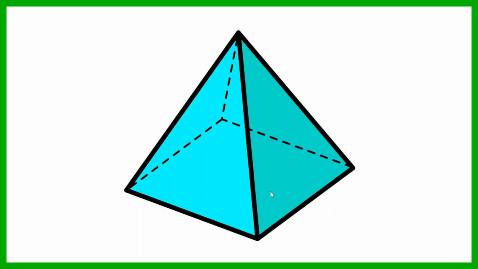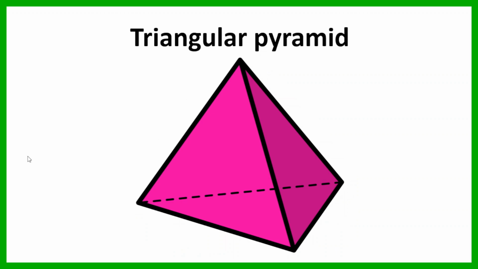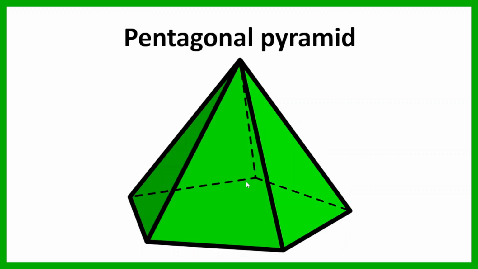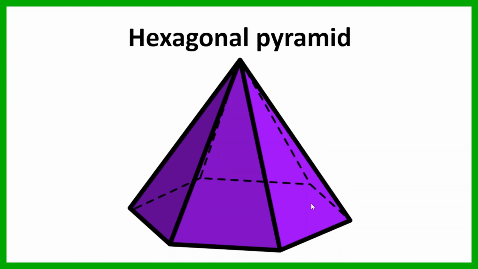It is a 3D object that has a single base. It has one base, which must be a polygon. And the lateral faces are triangles that come together at the apex. Here are a few examples of different pyramids. We've got the triangular pyramid. We've got a square pyramid that has the square as the base over here. There's a pentagonal pyramid that has the pentagon as a base over here. And then we have the hexagonal pyramid, which has a hexagon as the base.